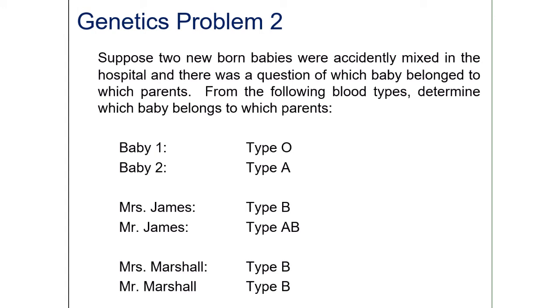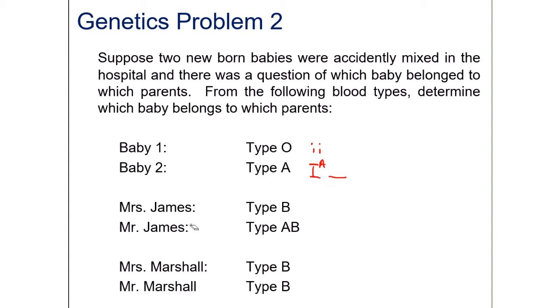So go ahead, give that a try before you keep watching, and pause the video, try that out first. So if you have tried it already, here we go. We have two babies. Baby 1 is type O, so that's little i, little i. Baby 2 is type A, so the baby is IA something. We don't know if it's IA IA or IA small i. We don't have enough information at this point to figure it out.